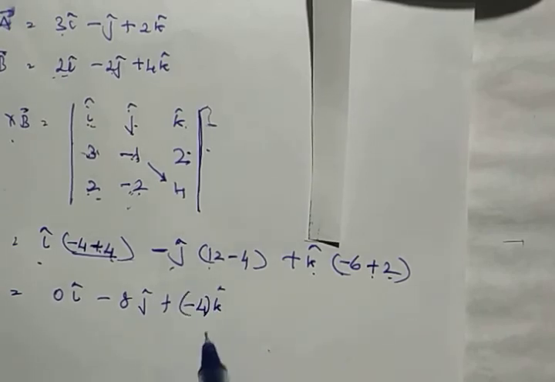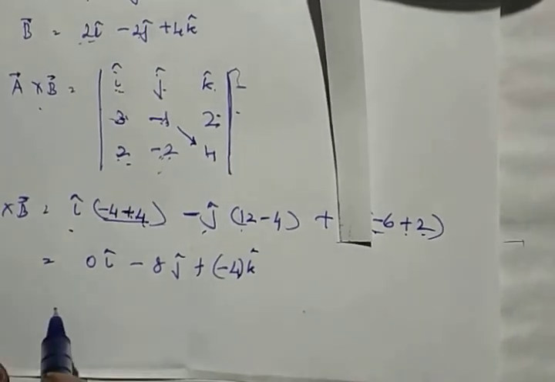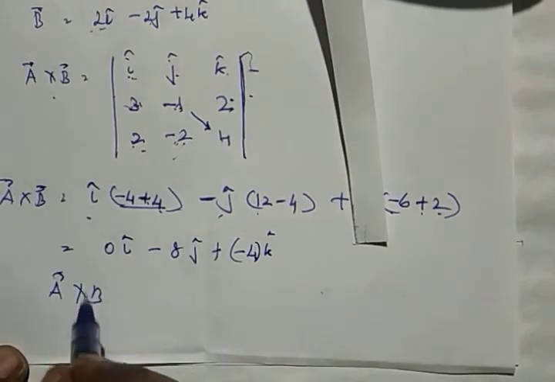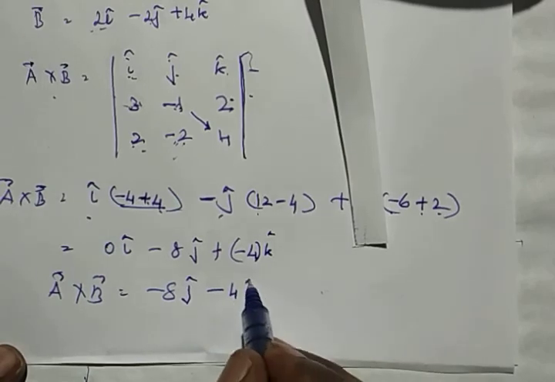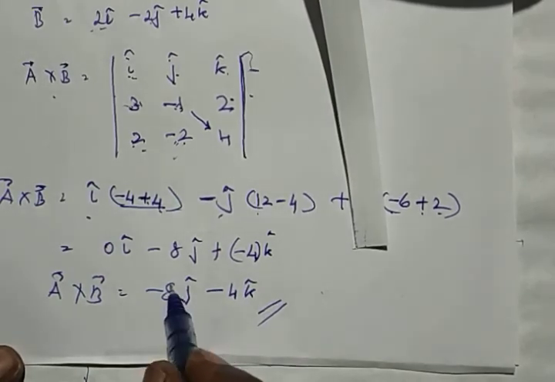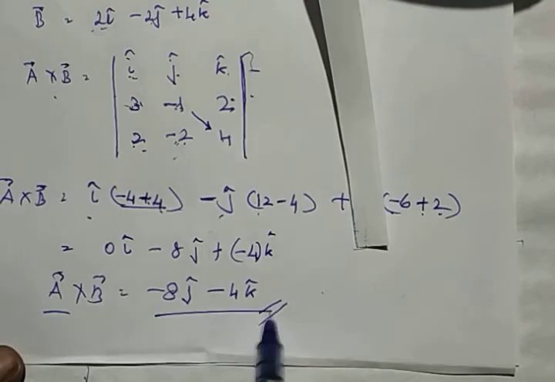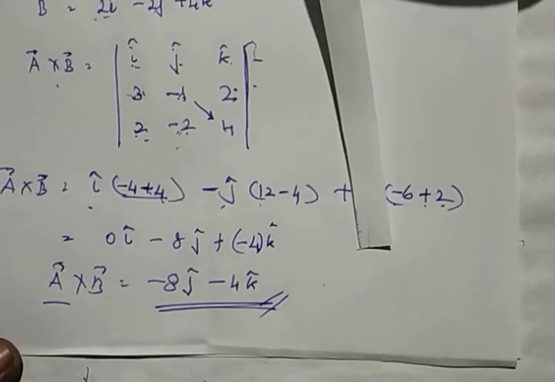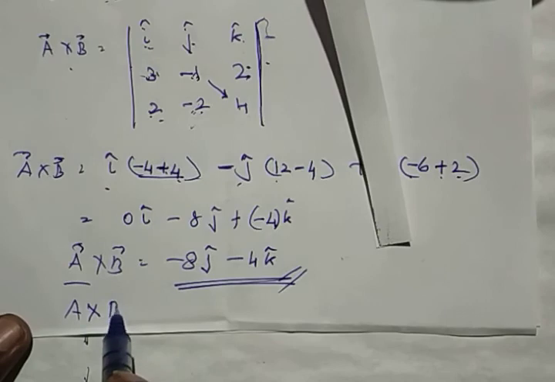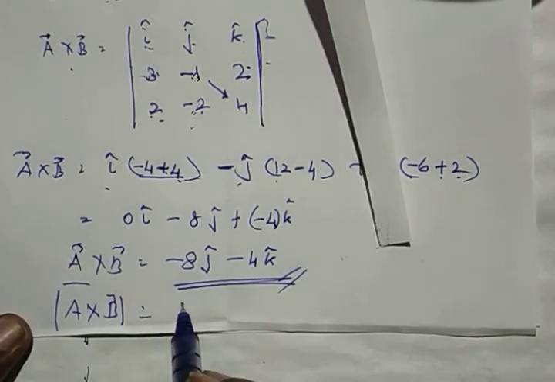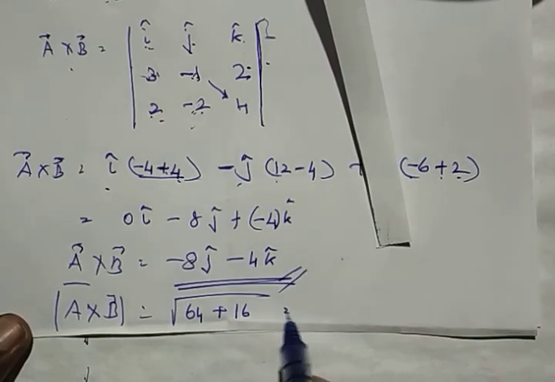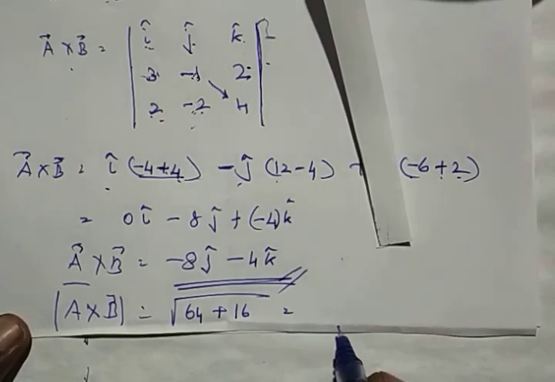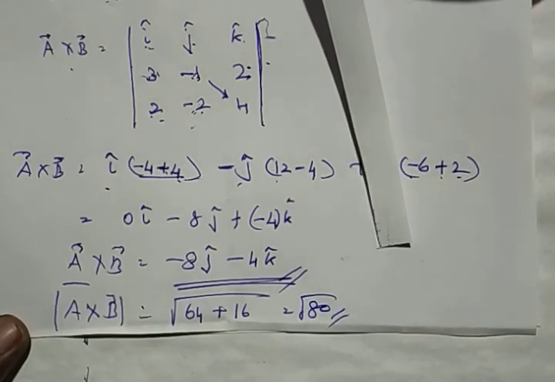So what is A cross B here? A cross B is finally going to be equal to minus 8j cap minus 4k cap. That is the answer here. So you get this as a full vector. If you want to find out the magnitude of A cross B, it is under root of 64 plus 16. So the value you get is under root 80. That's the magnitude.